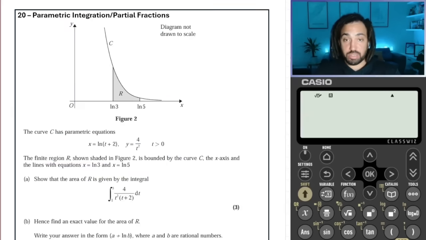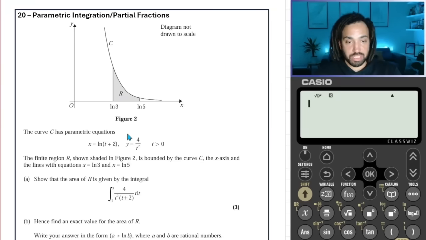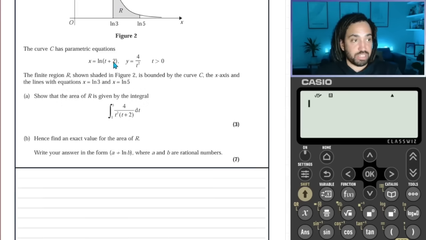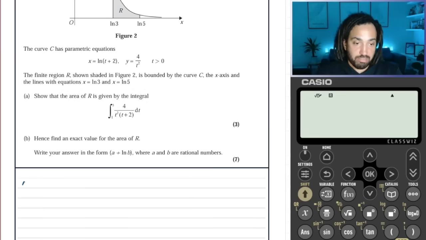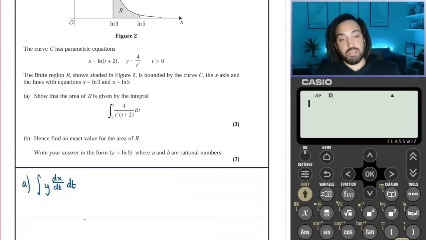Lovely. Okay, question 20, the final question, parametric integration with some partial fractions thrown in for good measure. Okay, so we need to find the area, and it's a parametric equation, so we need the parametric integration equation, which is just the integral of y dx over the parameter variable, which is t. So dt and then times by dt, like so.